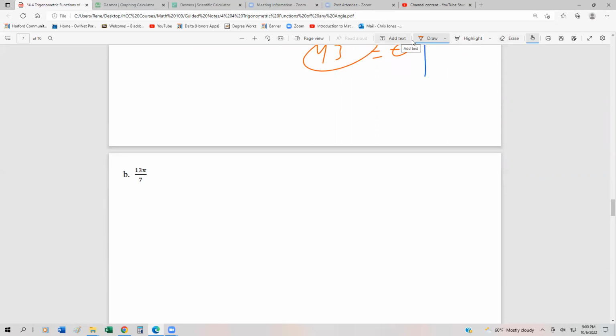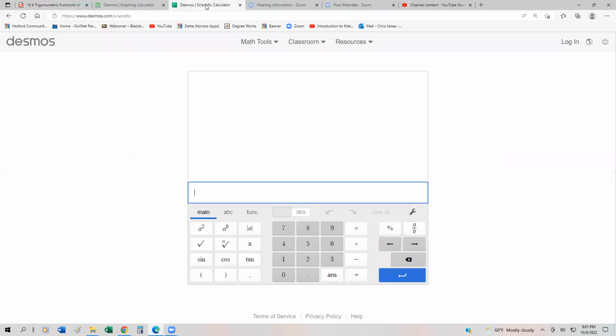Now, if I was to convert that into degrees, I'm going to go into my calculator. So let's do this first. Let's convert it. I'm going to have 180 over pi, and the pi's would cancel out. So in my calculator, I would take 13 times 180, and then divide that by 7. All right, so we get 334 degrees.